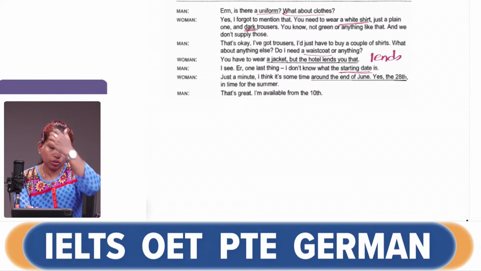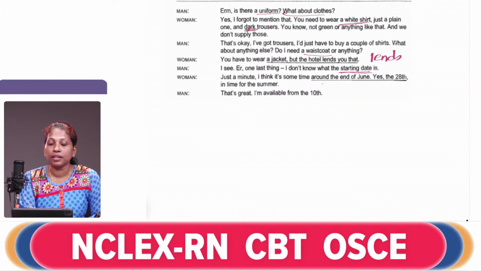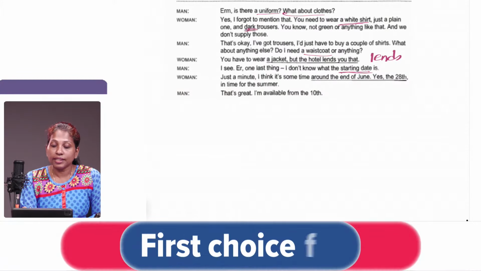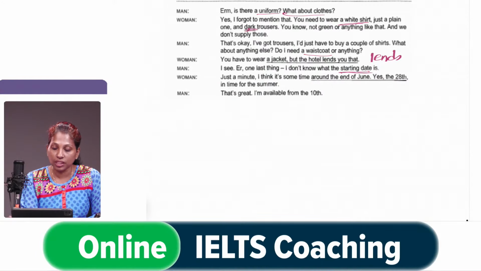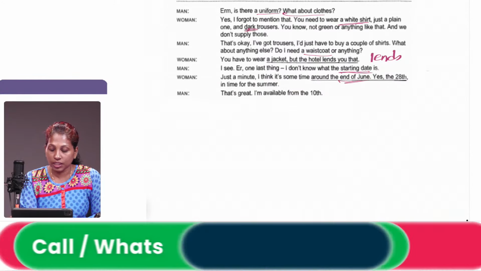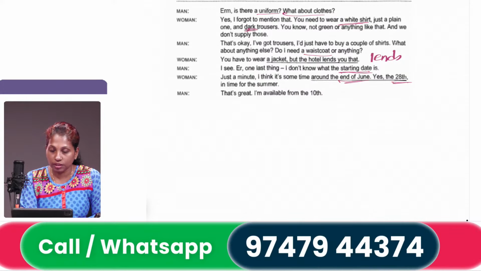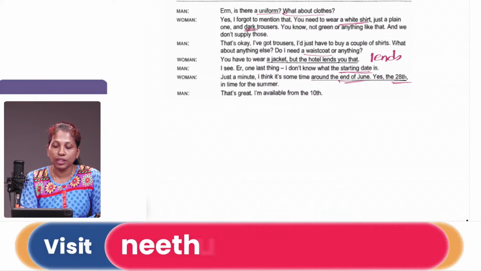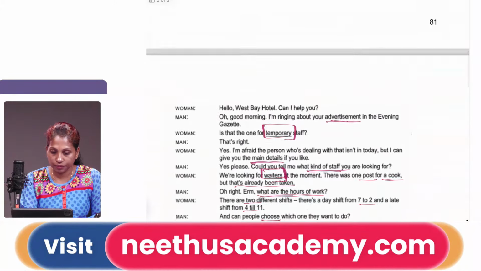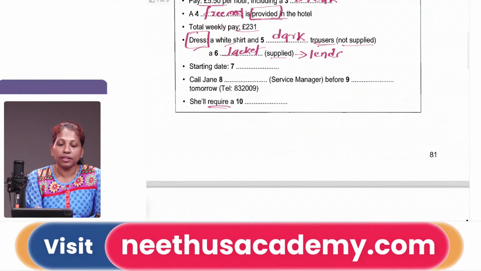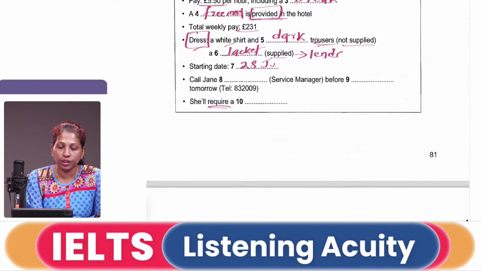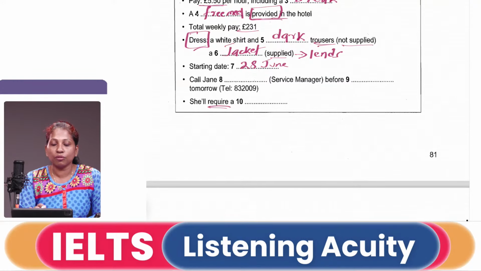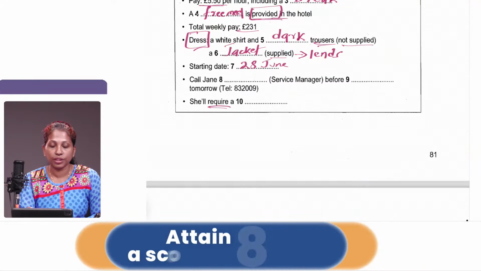So here, now they say it's the end of June, right? After that, they say yes, the 28th in time for the summer. So here specifically they are telling first the end of June, then they are telling 28th of that particular month because 28th is towards the end, right? So end of June is 28th June. So you can write there starting date is 28 June or June 28, however you want to write. See, you have got one word and a number, right?